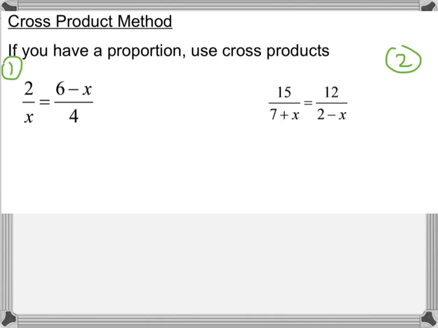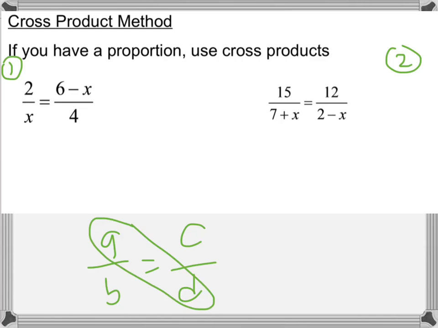are proportions. Now remember, with proportions, like a over b is equal to c over d, proportions are two equal ratios, or two ratios that are equivalent to each other. So for number 1, I'm saying 2 over some value x is equal to 6 minus that x value over 4. Okay, now remember that with proportions, the cross products are equal to each other. So we're going to use that to our advantage in this first type of equation.